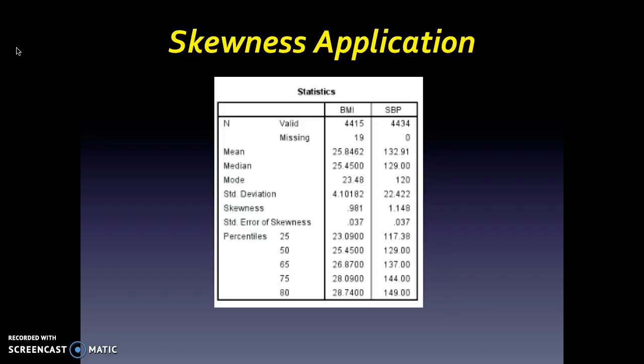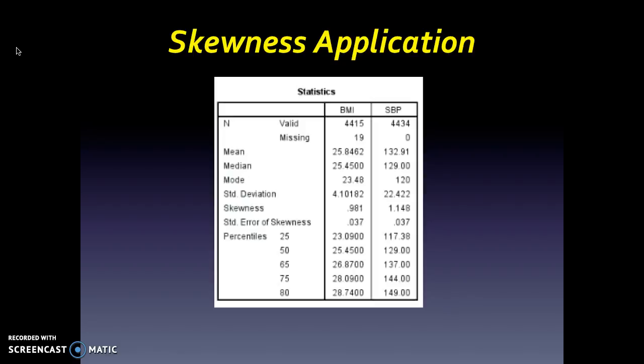If the score is beyond plus or minus 1, then the data is not considered normal and is not appropriate for parametric data analysis. In example 1, the skewness scores for BMI and systolic blood pressure are 0.981 and 1.148 respectively. Using the rule of 1, we can confirm that the BMI data set has an acceptable skewness score since it does not exceed the value of plus or minus 1.